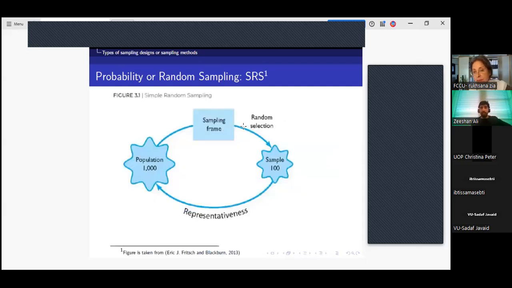So this is the visual representation. We have 100,000 population units, for example, and we label this the sampling frame. And then from that sampling frame, we select a sample, say 100, and this should be a representative sample.